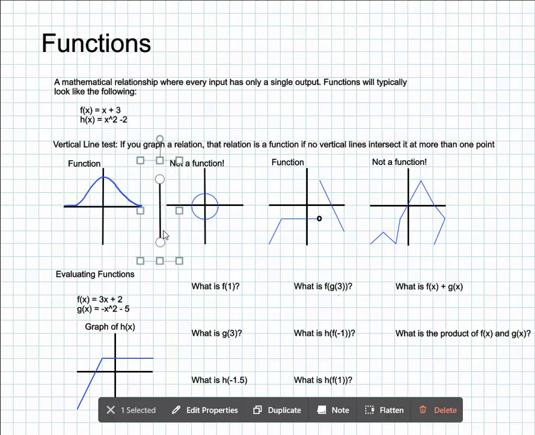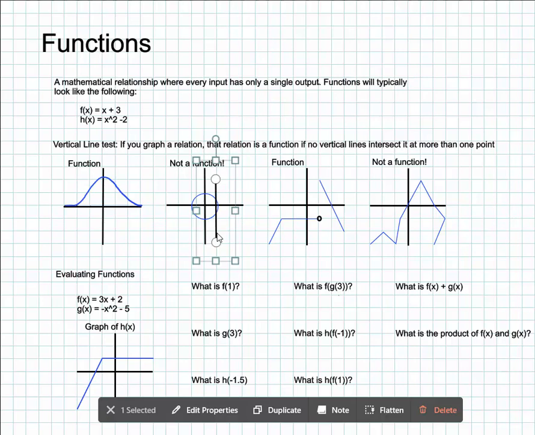On the other hand, in the second graph where I have a circle, you can see that if I take this vertical line and put it over various values for x, sometimes I get 2 values of y. So if I put it right at x equals 0, you'll see that I get y values of approximately 1 and negative 1. This makes this not a function because of those 2 different outputs.